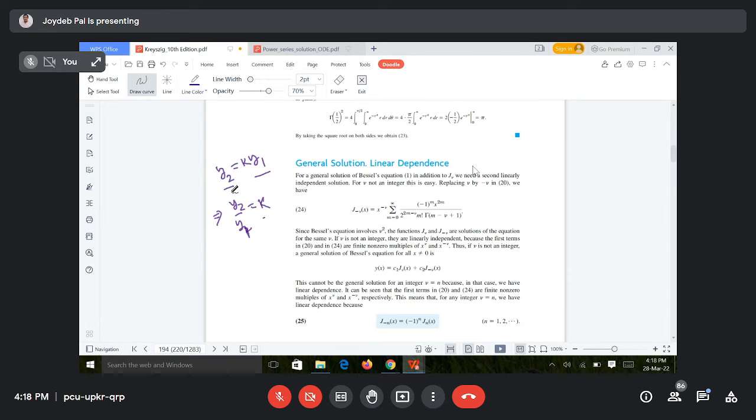Or in the other way, we can say if one is the constant multiple of another, then they are dependent. So what we can see is that J of minus n is the constant multiple of Jn. Minus 1 to the power n is a constant. So J of minus n is equal to some constant times Jn. So what we can conclude? J of minus n and Jn are linearly dependent, is it not?